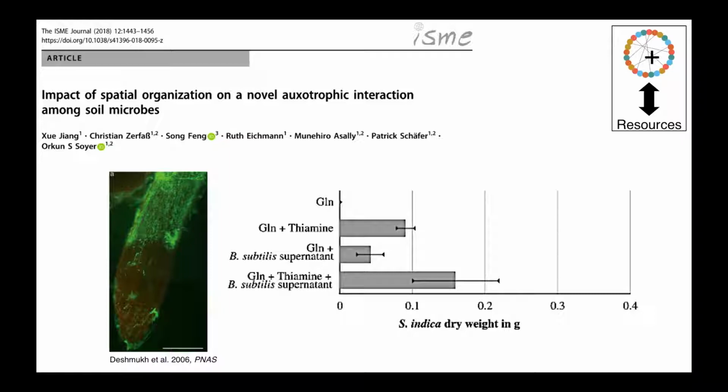On the other side of the spectrum, resources can be used as a positive way for microbes to interact with each other. In this example, a root endophyte, S. indica, cannot grow in the absence of thiamine, but it can grow when it has this other microbe present. That other microbe can act as a substitute for a resource.